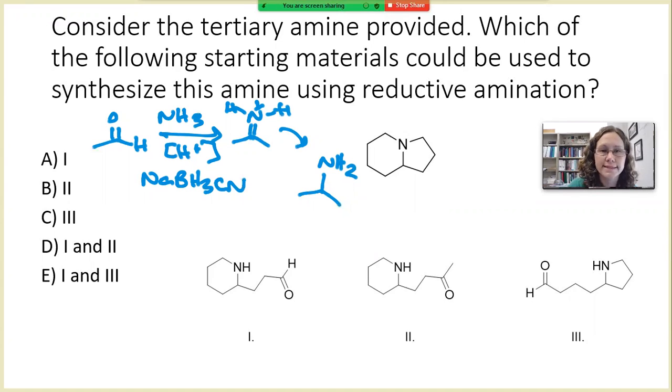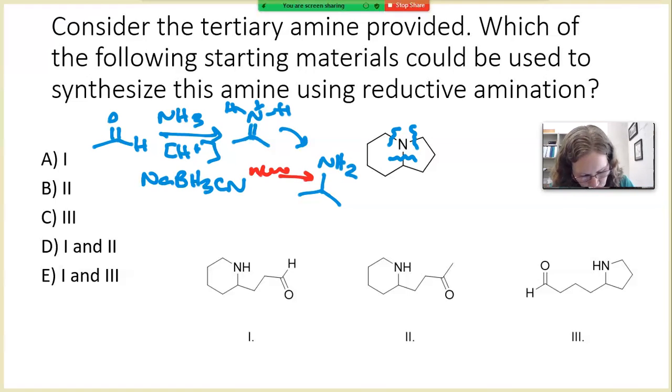Okay, so in this instance, we have a tertiary amine. That tertiary amine has 3 places where we formed carbon to nitrogen bonds. And those are the key places you want to look at when you're thinking about working backwards from a reductive amination. Because in reductive amination, we're essentially making a new carbon to nitrogen bond. For example, this is the new bond from my generic example.